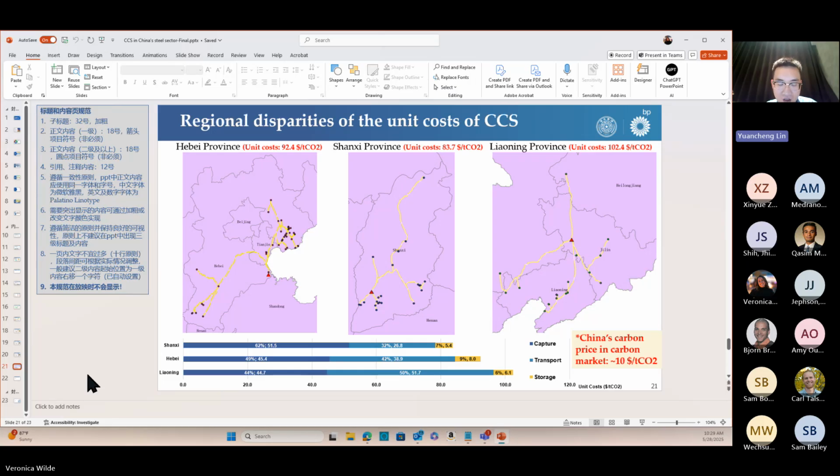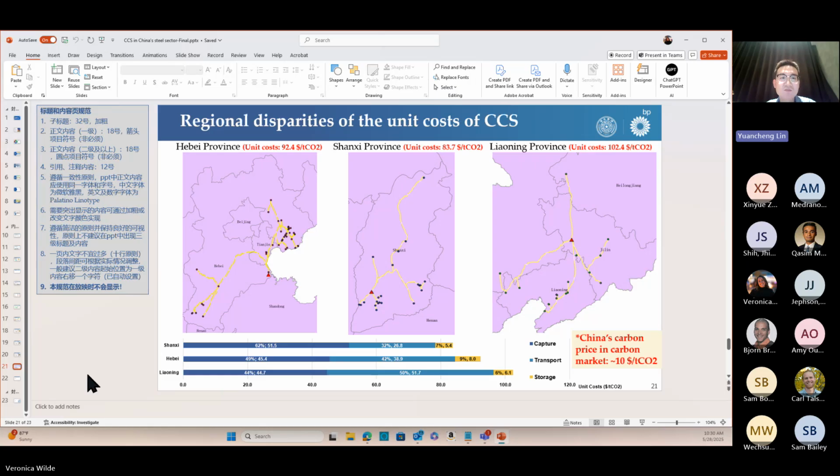And you can find the whole unit cost. I mean, the unit cost includes the CO2 capture, CO2 transport, and CO2 storage cost. In these three regions, it is all over $80 for each ton of CO2. But in China, China's carbon price is just about $10 per ton of CO2. So I think maybe in China, if you want to build a CCS network, the cost is still very high, and maybe we should do a lot of things in the future to reduce the cost.